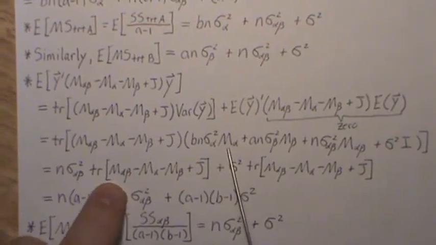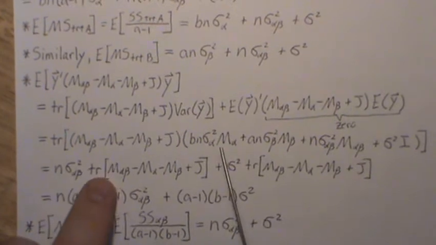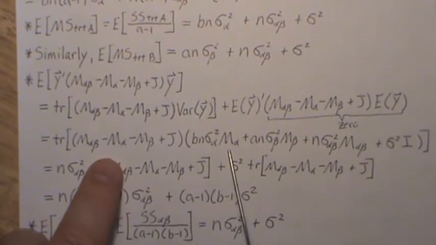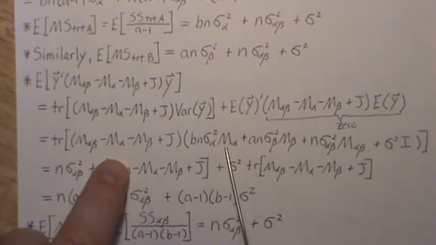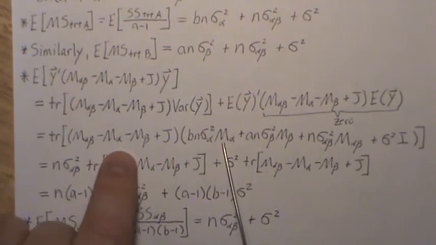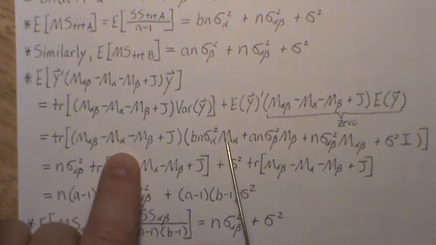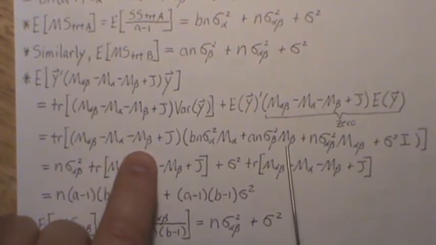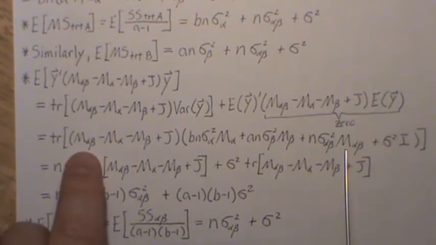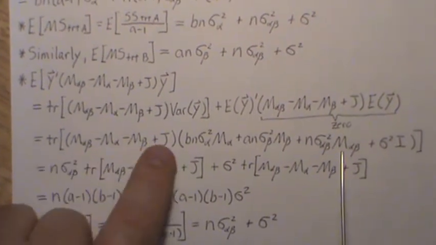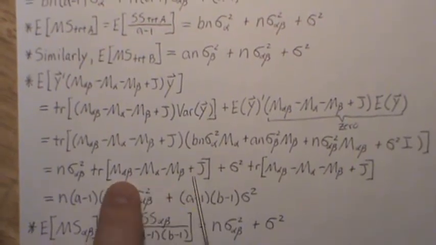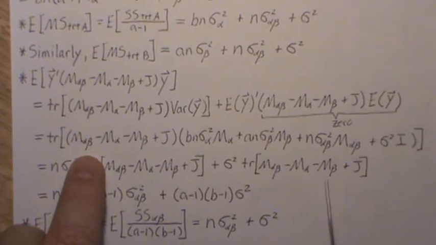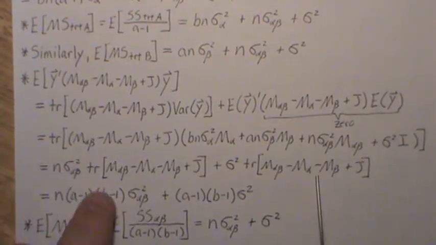Now, here, this matrix times m alpha is going to be 0 because this is projecting orthogonally onto that space, so that it's 0. Same here. This is 0, right? It's projecting orthogonally. We're going to get this back, so that's why this comes down, and then that times I, we just get it. So it's sigma squared times this matrix.